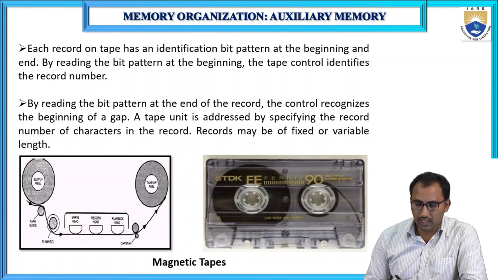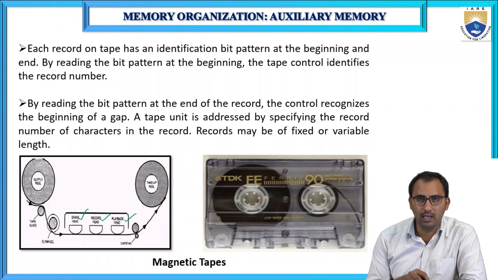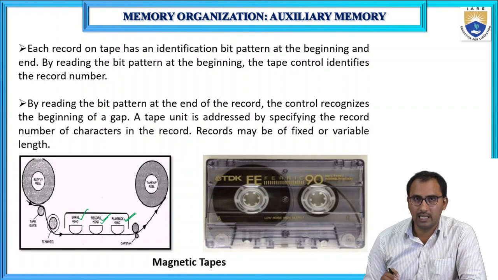See here, in this magnetic tape we have heads. This is a playback head and this is a record head. This is an erase head. Using this erase head we can erase the data which is stored in the strip of plastic. And this is a recording head and this is a playback head, which is used to play the audio. Okay, so this is about the magnetic tape.